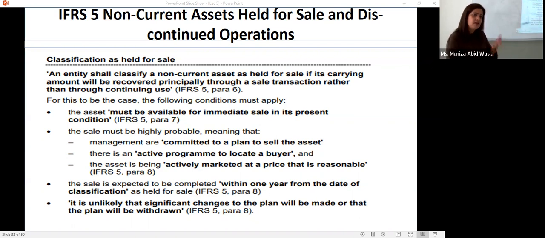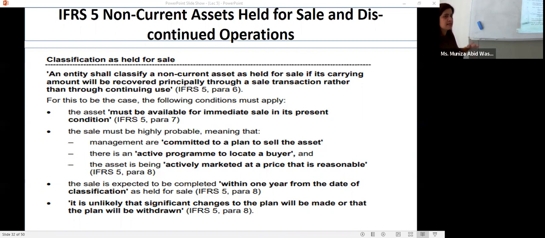In that case, once the arrangement of the sale has been made, then we can call a particular asset held for sale. Only if we are thinking about the asset to be sold, at that time it will not be classified as held for sale. So the first condition is the asset must be available for an immediate sale in its present condition. The sale must be highly probable.